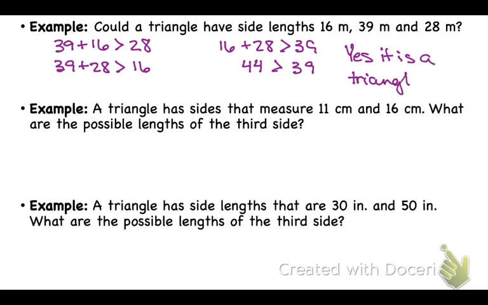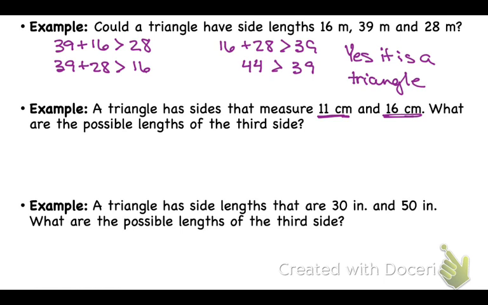Okay. Well, remember when I gave you the diagram of the two sides folding down? Well, there's a lot of lengths it could be, isn't it? I mean, there's a lot of different things it could be. So the next two problems, we have to figure out that inequality, that range from here to here. And this is how we're going to do it. So it says a triangle has the sides of 11 and 16. What are the possible lengths of the third side?